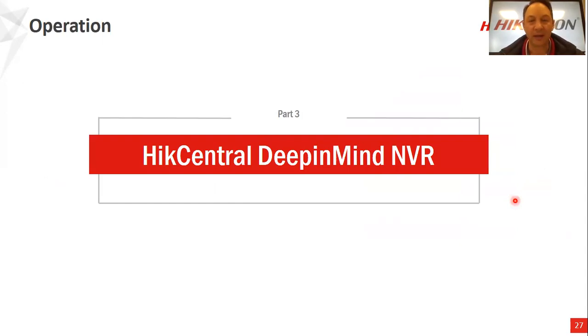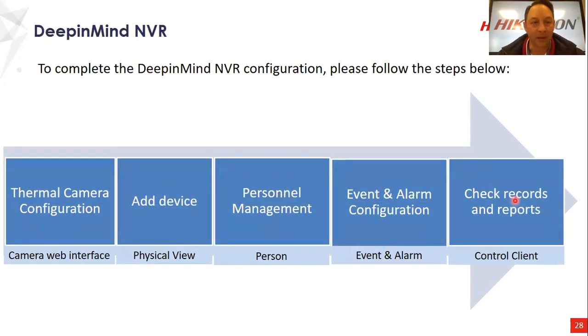All right, the DeepinMind NVR with HikCentral. First of all, on the camera web interface, we need to do the camera configuration. From the DeepinMind NVR interface, you cannot configure the thermal camera, not for temperature screening anyway. So we're going to do this on the web interface of the thermal camera, and I'm sure you've seen this before. Then we need to add the device in physical view in HikCentral.